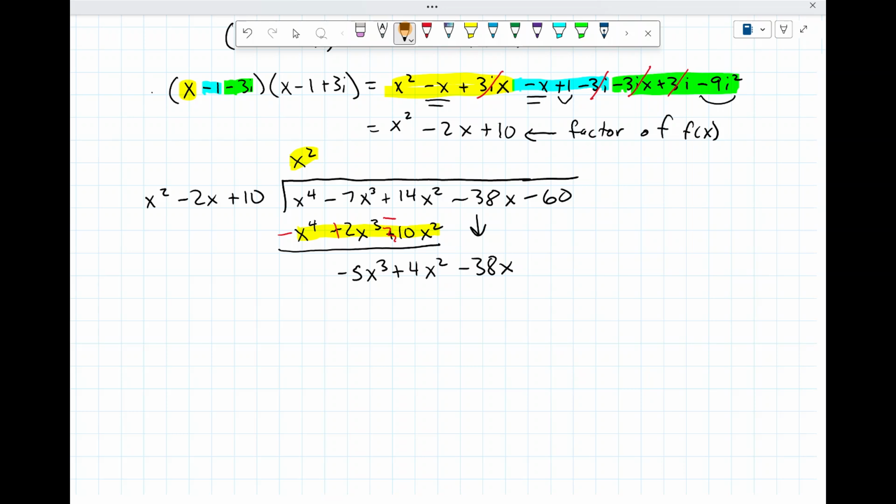All right, what do I multiply x squared by to get negative 5x to the third? That would be negative 5x. So I'm going to multiply everything on the left by negative 5x. So that would be negative 5x to the third plus 10x squared minus 50x. Again, change all of my signs.